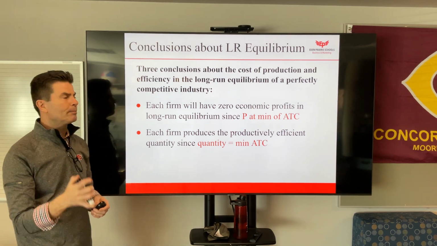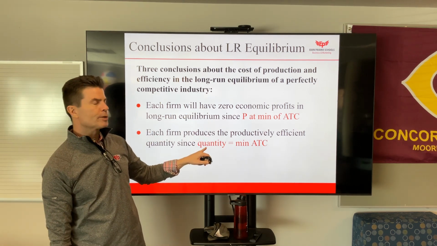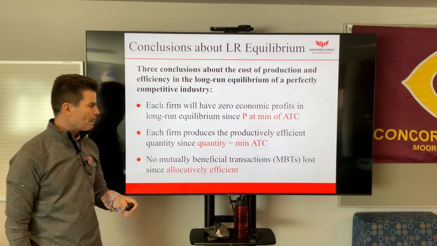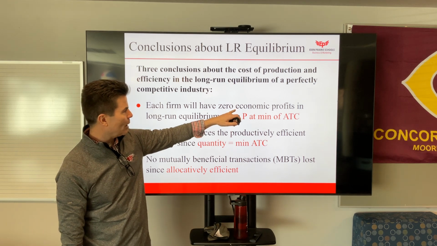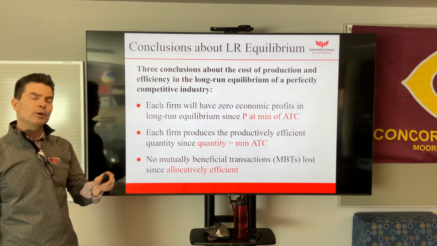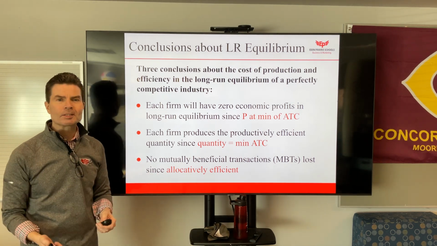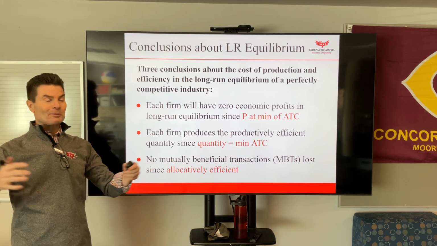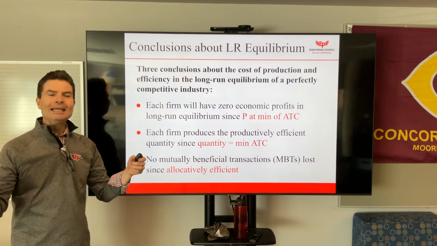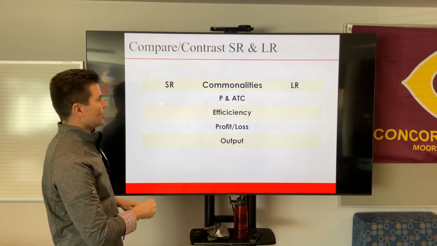Secondly, the firm is producing the productively efficient quantity because they're producing the quantity which is at the minimum of the ATC. And third, along with having zero profits and being productively efficient, they are also allocatively efficient because they're producing the quantity that is most wanted by society, where demand equals marginal cost. Right? So big piece, big conclusion. That took about 40 minutes to get through, to get to this one point right here.